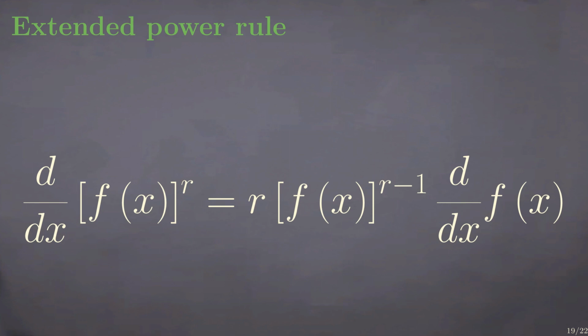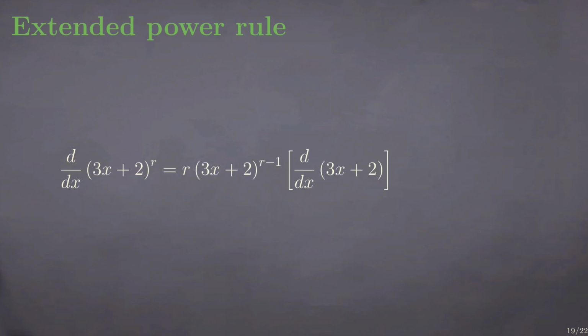So now if we look back at the previous problem, f(x) in that case is 3x + 2. Then using this, we can easily see that the only thing we have to compute is d over dx of 3x + 2, which is 3. Okay, so this allows us to apply the extended power rule in order to compute the derivative of (3x + 2) power r.